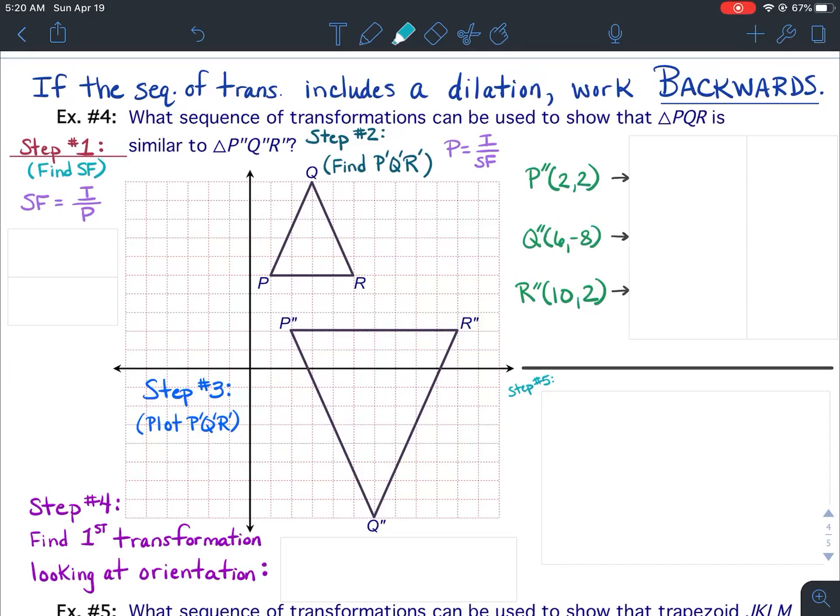Using transformations, lesson 21 notes, example number 4. What sequence of transformations can be used to show that triangle PQR is similar to triangle P double prime, Q double prime, R double prime? The key word there is similar, so go ahead and highlight that.